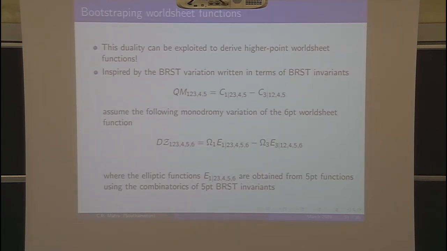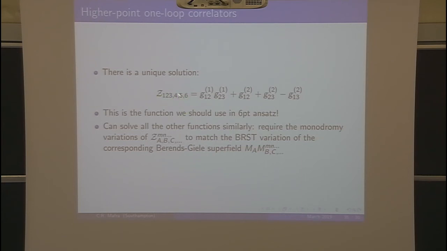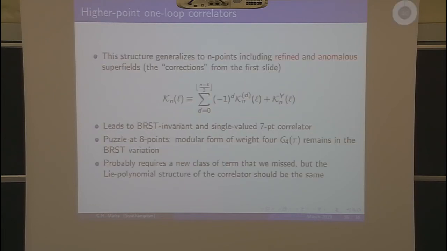And it turns out that you can exploit this duality even more, because you can now derive what the functions should be by requiring that the monodromy variations of the functions are mapped back to what we already know at the BRST invariant level. So, for example, if you require the monodromy variation of the 6-point function that I said before, and write it like this, just mimicking what we knew before, you get that there is a unique solution for what should be used in the 6-point correlator. And similarly, you can do that for everything else with vector tensors, and you can fill up everything like this.